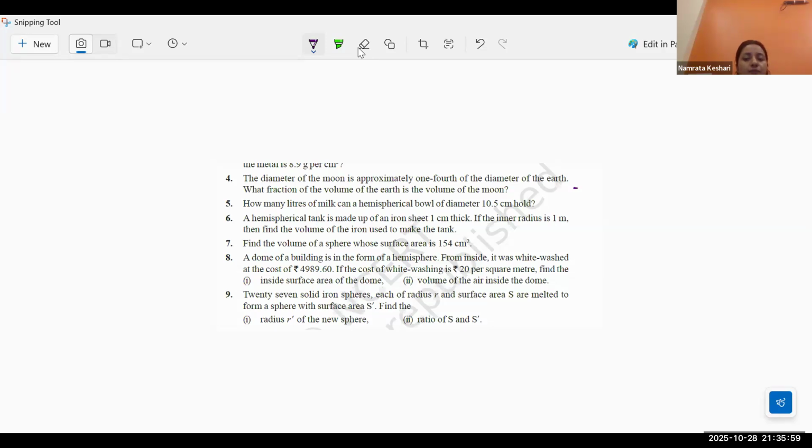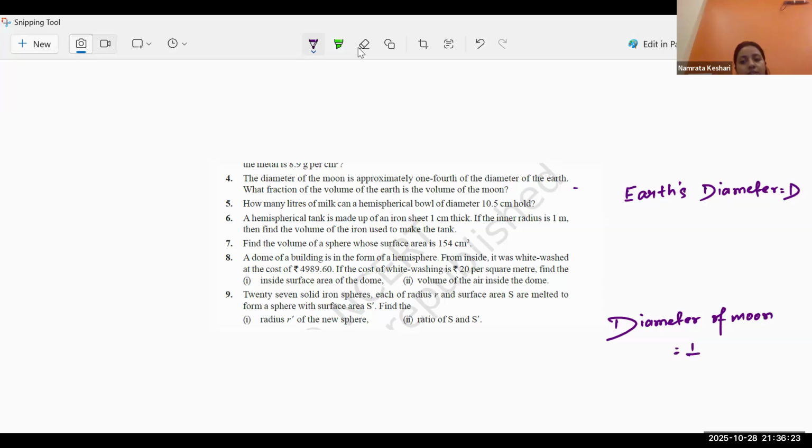So the diameter of the moon is approximately 1/4 the diameter of the earth. If the earth's diameter is d, then the diameter of moon will be 1/4 of that, right? Yes, ma'am. 1/4 of d, that means d by 4. Now in each case we need to work with the radius, because the formula for finding the volume of the sphere is 4 by 3 pi r cube, right?